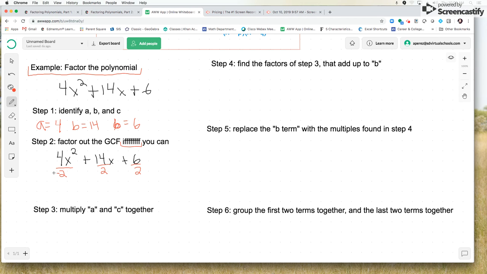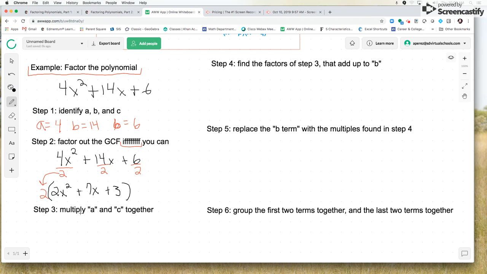Now, when we do that, it doesn't magically disappear. It does go on the outside of the parentheses. And when we factor out a GCF, we're essentially dividing, right? We're pulling out this 2. How do we pull it out? Well, we divide. That's how we pull it out. And then again, it doesn't magically disappear. It goes on the outside of the parentheses. Now on the inside of these parentheses is going to be what's left over after we divide. So if we divide 4x squared divided by 2, we get a 2x squared. And 14x divided by 2, we get a 7x. And 6 divided by 2, we get a 3.